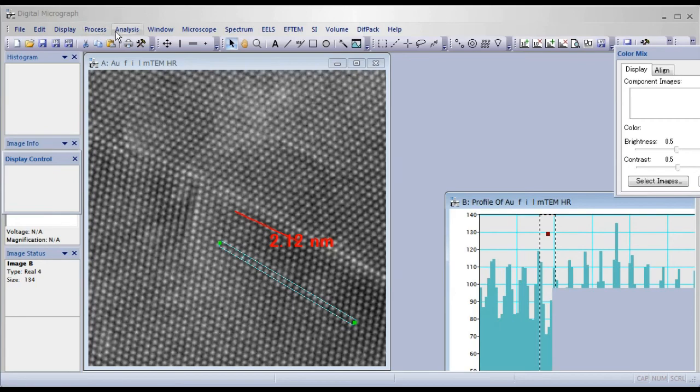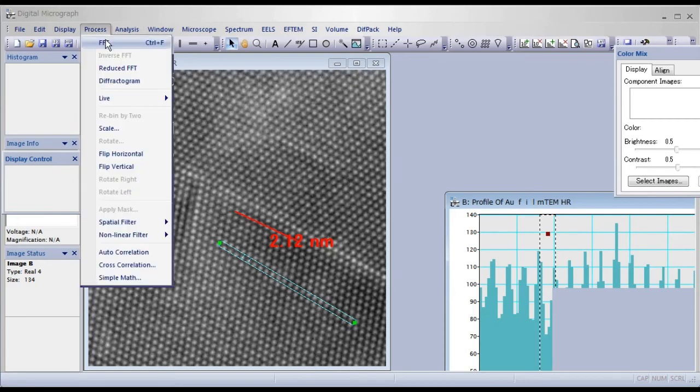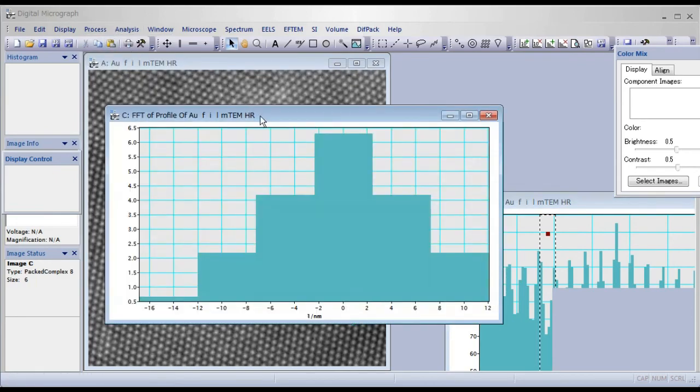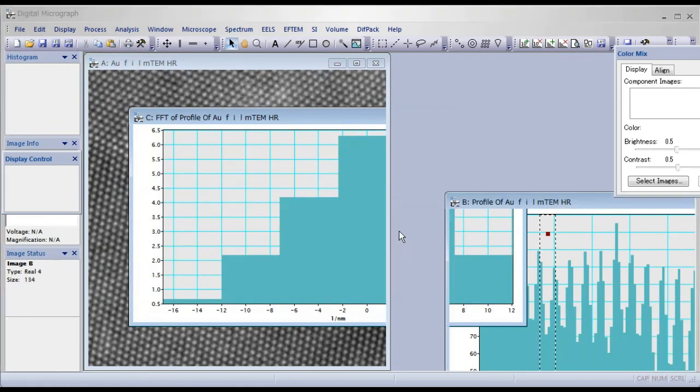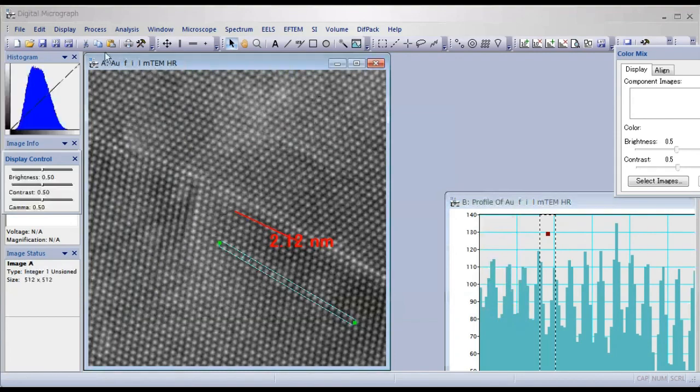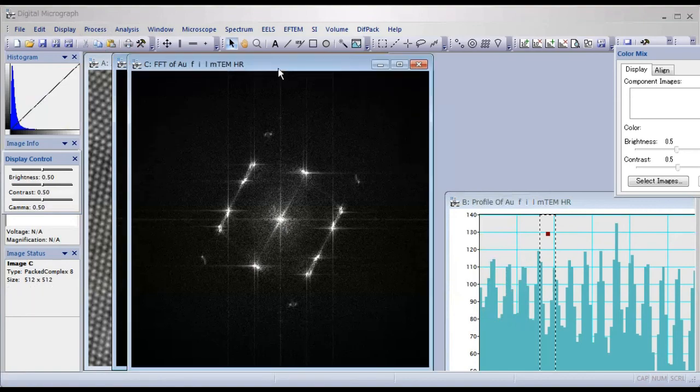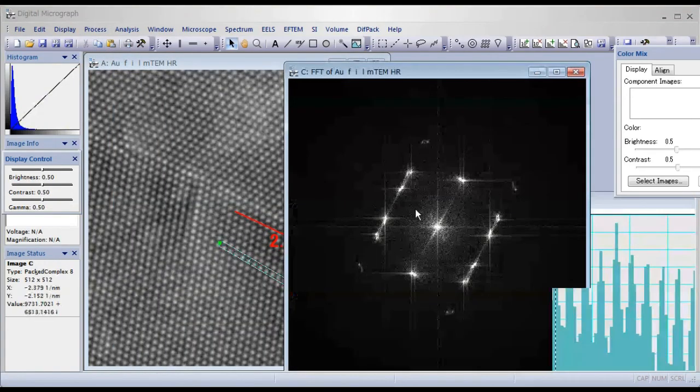And also in this process, if you apply the Fourier transform, if you make a Fourier transformation like this process, here you can make FFT filters like this, and also you can make a d-spacing measurement like this.